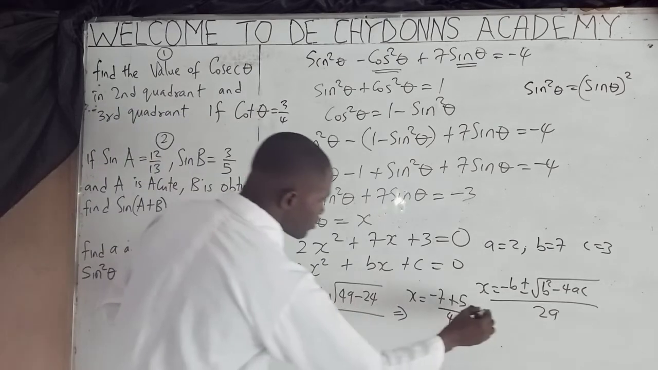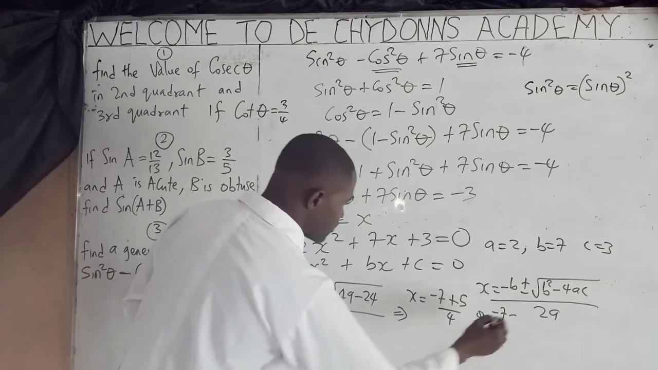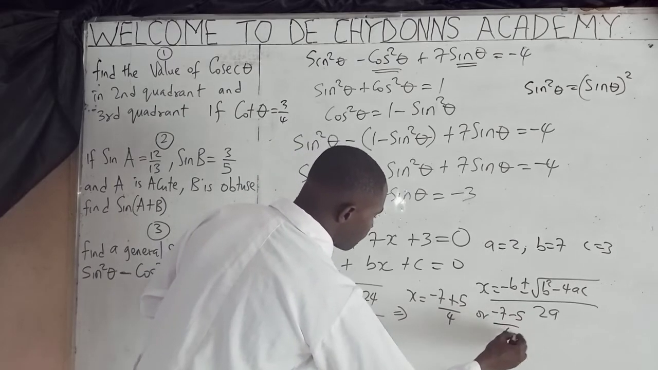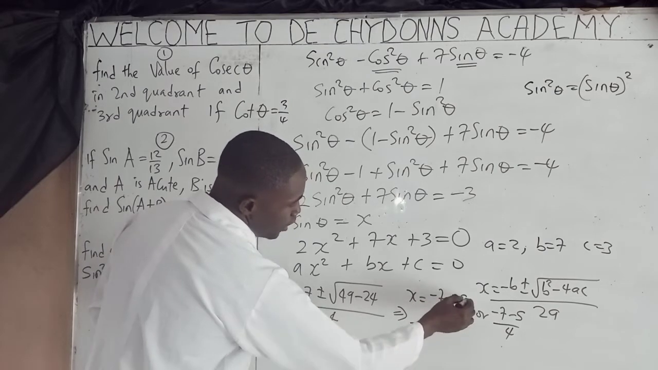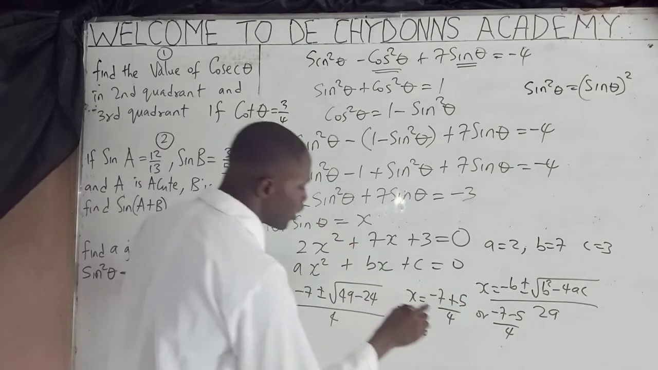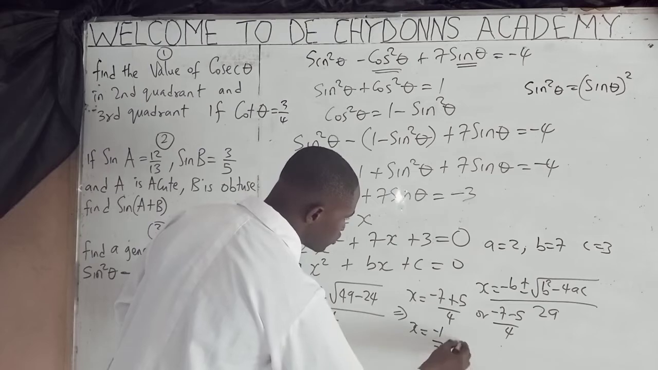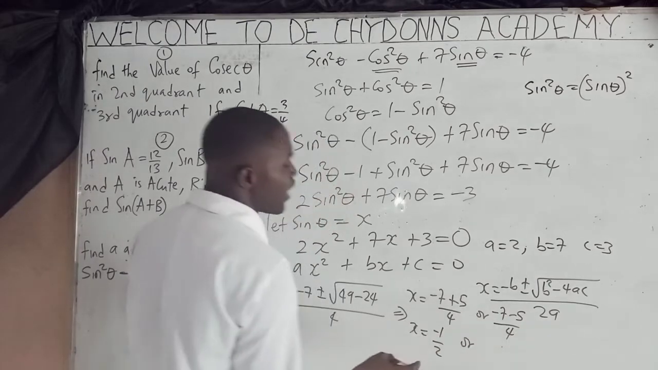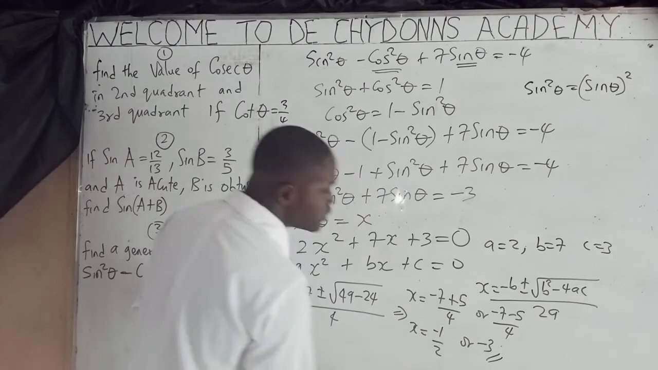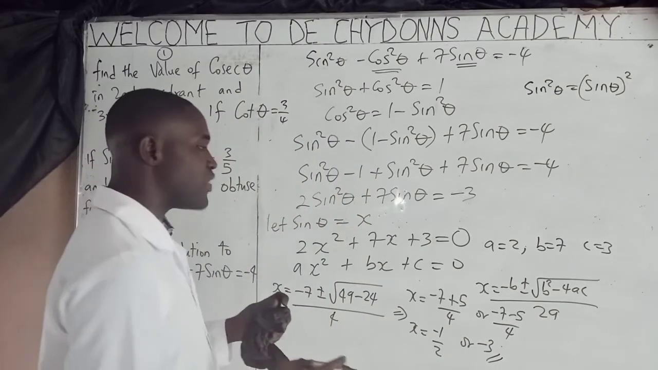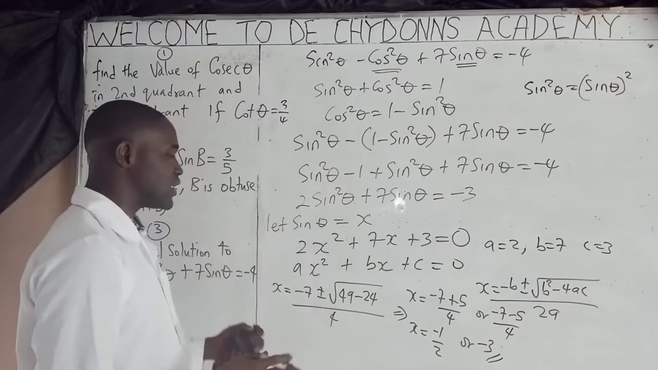or this will be giving me minus 7 minus 5 all over 4. So x equals minus 7 plus 5, that is minus 2, minus 2 over 4, minus 1 over 2, or minus 7 minus 5, minus 12 over 4, is minus 3. We use this method so that we get a very correct answer in factorizing this.